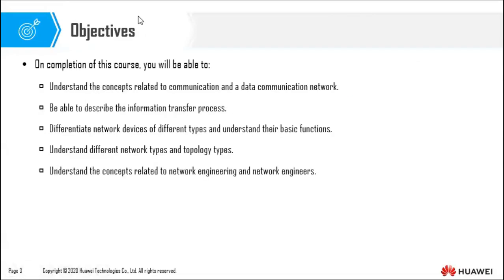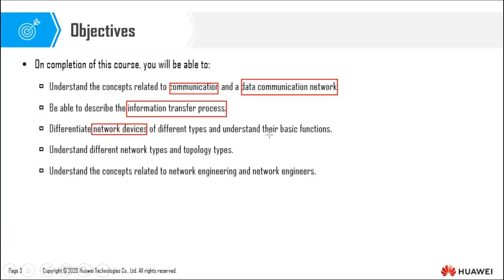So I'll request Dennis to read out the objectives for us. The objectives for this particular topic. Dennis, go on. The objectives. On the completion of this course, you will be able to understand the concept related to communication and a data communication network. Go on. The second one, to be able to describe the information transfer process. Third, differentiate network devices of different types and understand their basic functions. Exactly. Network devices and their basic functions. What else? Understand different network types and topology types.